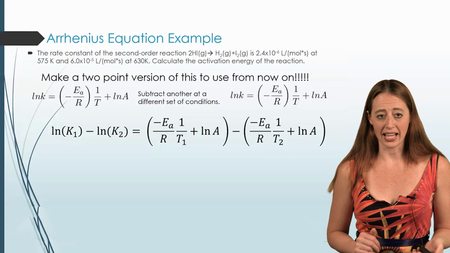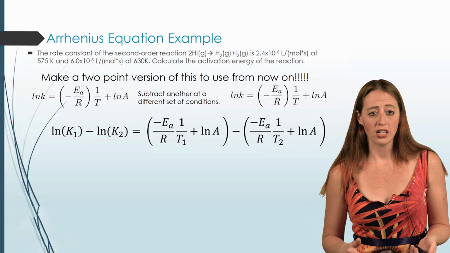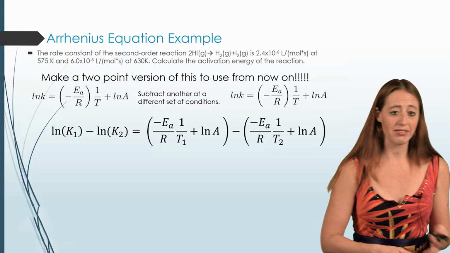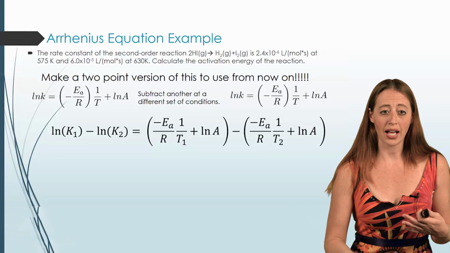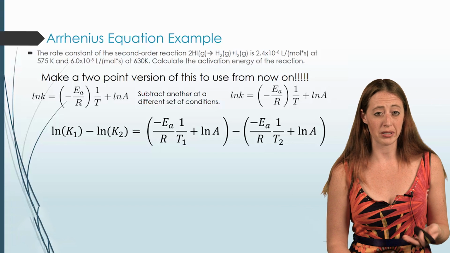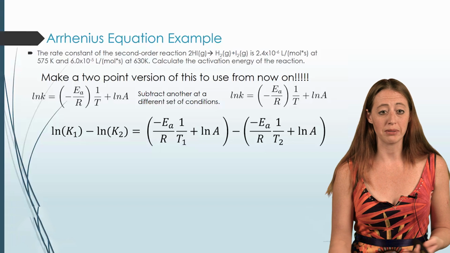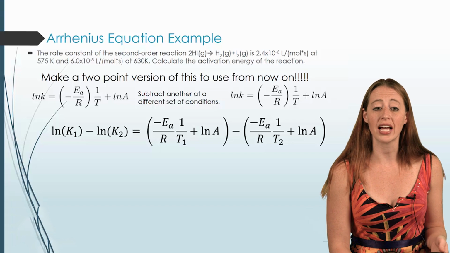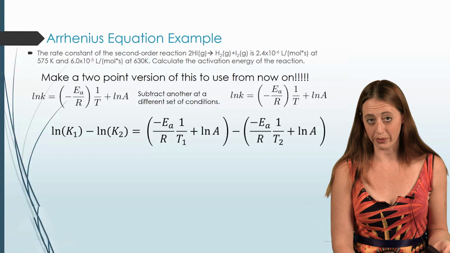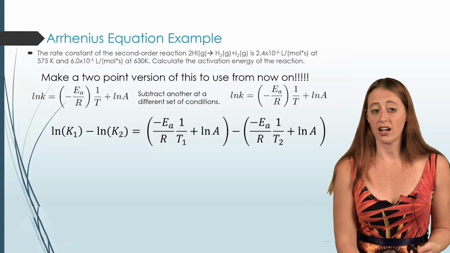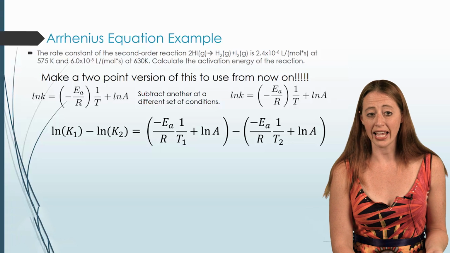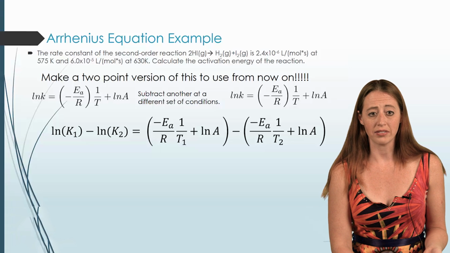So on the left-hand side, we have our natural log of k1 minus k2. And on our right-hand side, we have the whole equation. But notice on the T, I put a subscript. So again, T1 minus T2. So this is obviously a bit messy, but we can do a lot of rearrangement to make it into a much nicer equation. So first off, let's look at the left-hand side of the equation. We have the natural log of k1 minus the natural log of k2.